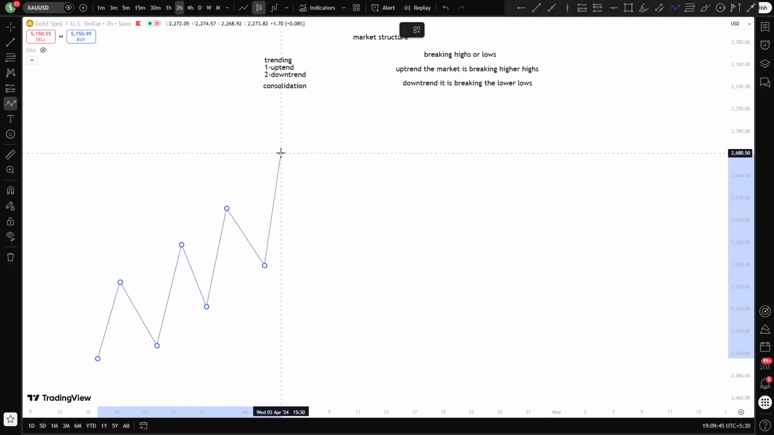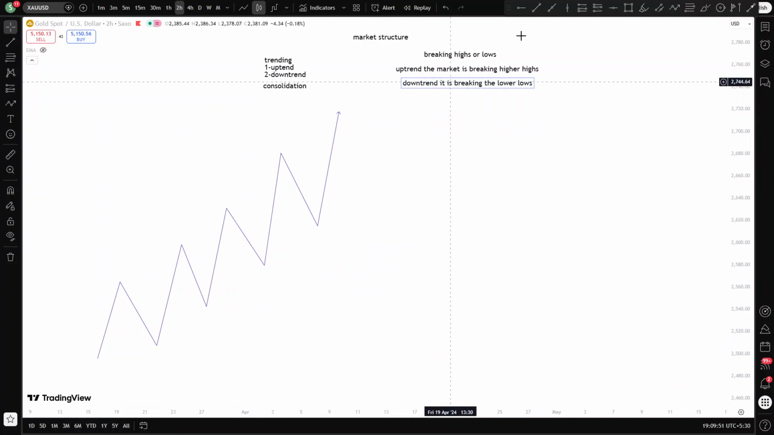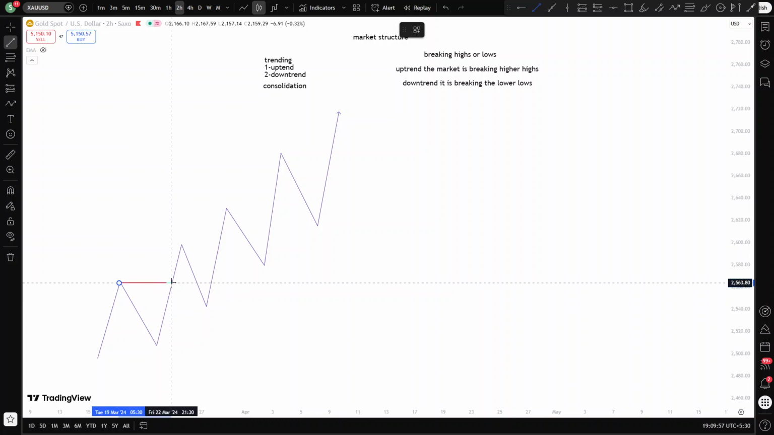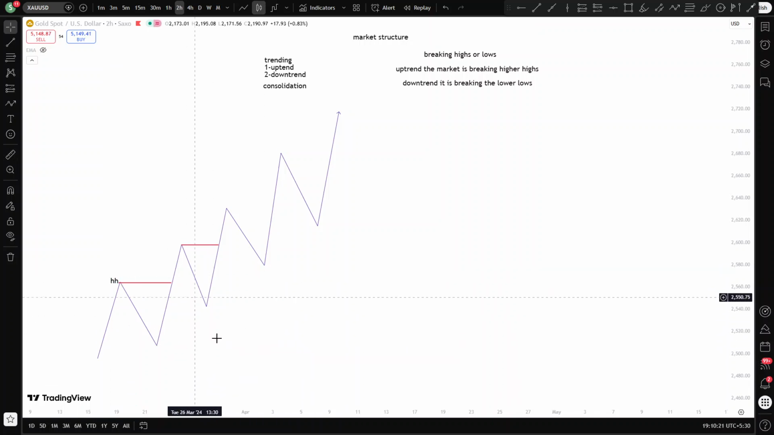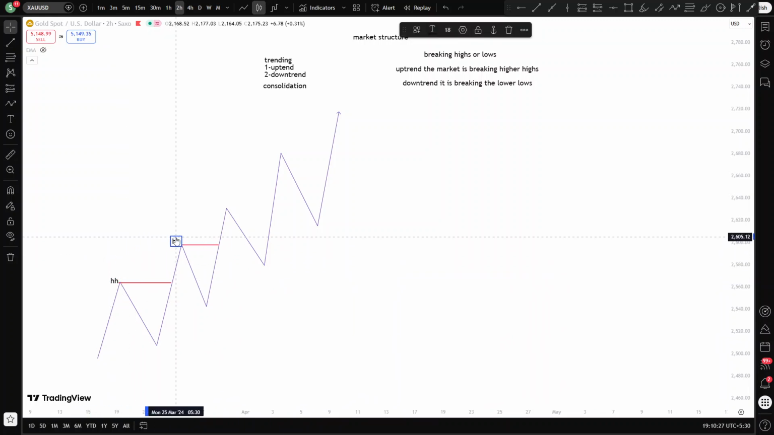What you are seeing right now is just a rough view of how the market is moving when it is in an uptrend. So when you look at the market right now, what are you seeing here? This point where the market has created a higher high. After creating a higher high, what did the market do? It gave us a pullback to this point. After giving us a pullback, the market continued moving upward.